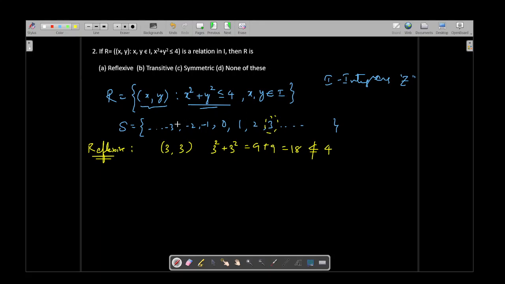And there are so many elements which cannot be paired to themselves. In the reflexive property, every element of the set should be paired to itself. So this clearly says it is not reflexive. You can take any example if you want. Next we'll check for symmetric.